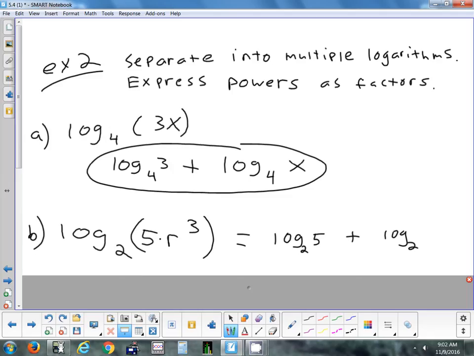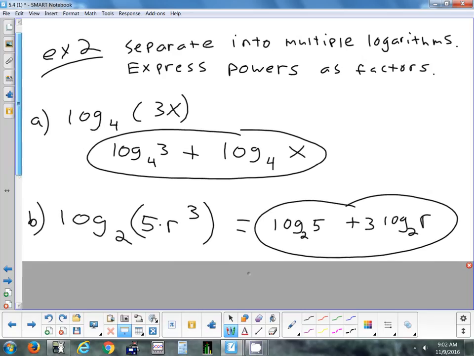Yep, so that's good. And I like that he said 5 is my first argument. Now I think you said r was the second argument. Wouldn't it be 3 log base 2? So yeah, we're going to do that in 2 steps just so people can see it. So what would I start by putting right here? R to the third. But then it says to express powers as factors. So that r to the third, where would the 3 move? Into the front. If you want to do that all in one step like that, that's fine. So it's log base 2 of 5 plus 3 log base 2 of r.